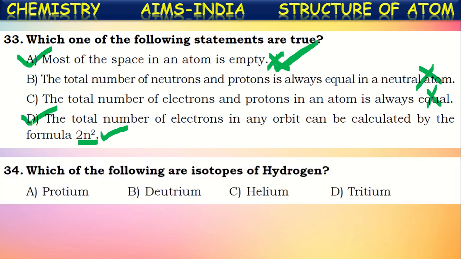Okay. Next question. Which of the following are isotopes of hydrogen? Yes, how many isotopes are there for hydrogen? There are 3 isotopes. What are those?